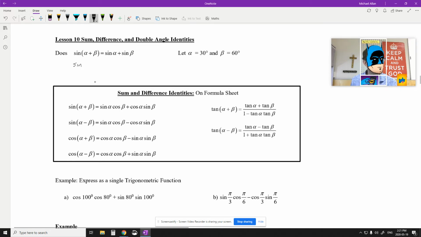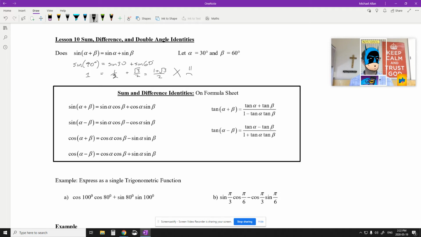So I'm going to go sine alpha plus beta. That means I'm just going to add those two angles together, so that's going to be 90. Does sine 90 equal sine 30 plus sine 60? Well, sine 90 straight up, that's going to be my y value, so that's going to be equal to 1. Sine 30 is a half, and sine 60 is root 3 over 2. 1 plus root 3 over 2.